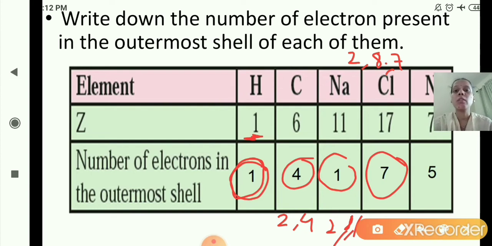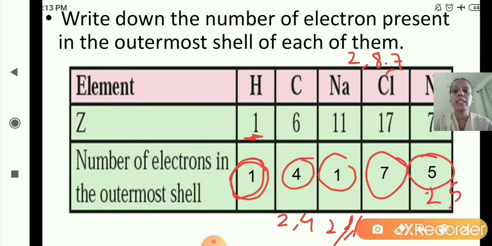Okay. Now the next one is nitrogen. Total number of electrons 7. So how will you write down the electronic configuration for nitrogen? That is 2, 5. So the number of electrons in the outermost shell is equal to 5 in nitrogen. Okay. So in this way we are writing the number of electrons in the outermost shell.